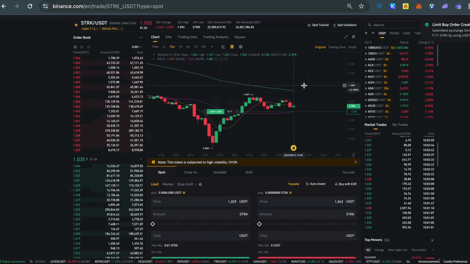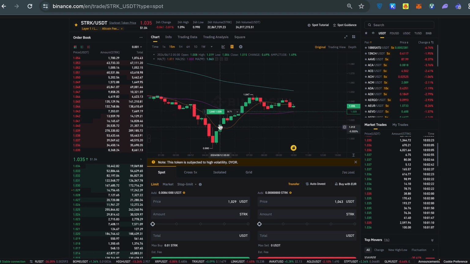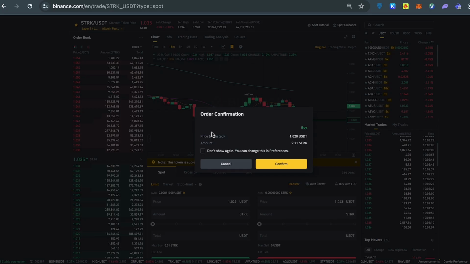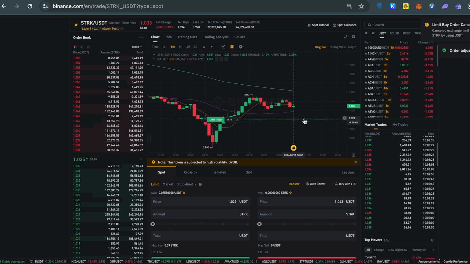Buy. So this is the condition: at $1.0209, my order will be filled if the price touches this level. I can drag and modify the price. I don't want to place the order at this level, like the $1.02 round number. Order confirmation. So I adjust my order. Yes, don't show this again. Confirm. Here, my order is adjusted.